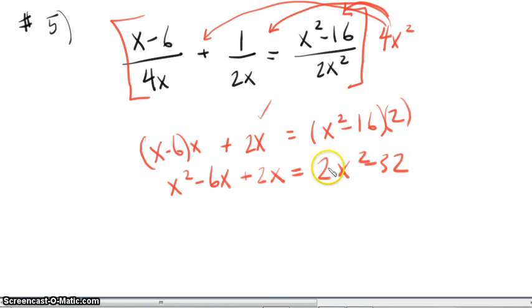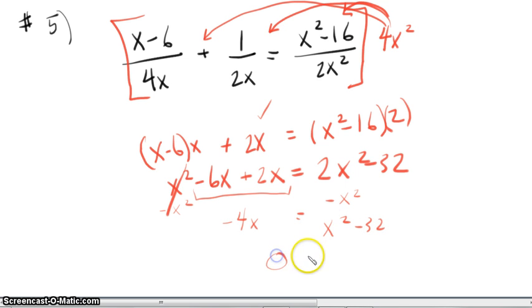All right? At this point, I'm going to solve this out. I'm going to bring everything to one side. So I'm going to subtract x squared from one side. This cancels. I'm going to combine these two to get negative 4x. And this becomes 1x squared minus 32. And then I'm going to move the 4x over. So this becomes 0 equals x squared plus 4x minus 32. So there's my equation. This is a factorable function that I can solve in a bunch of different ways.